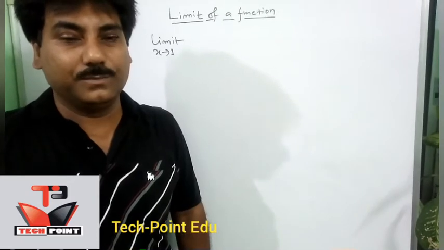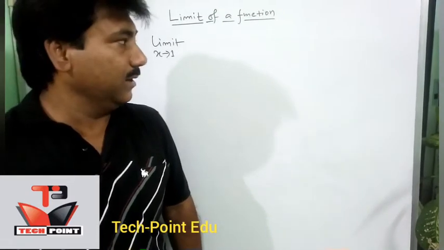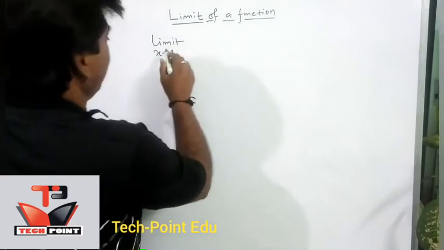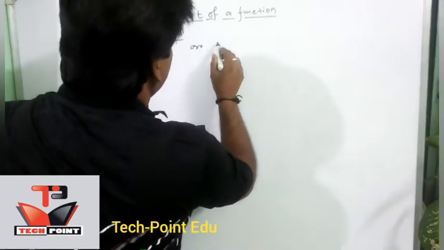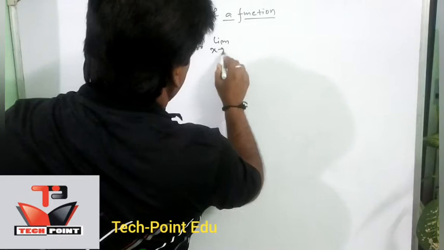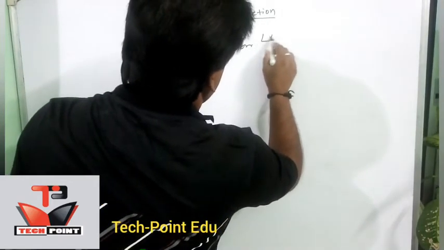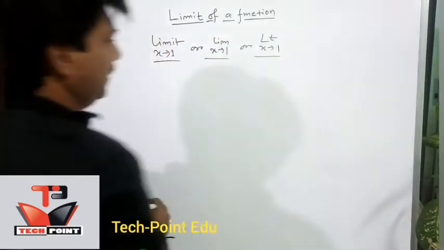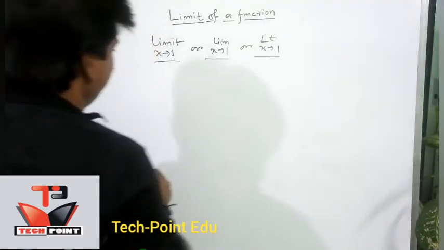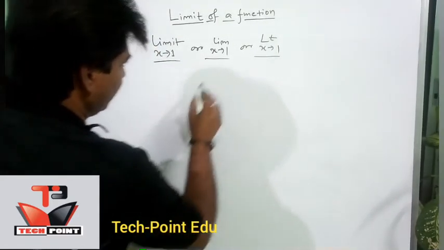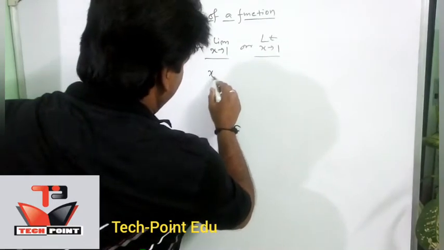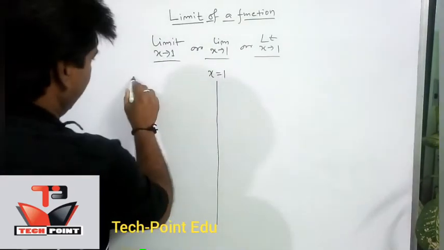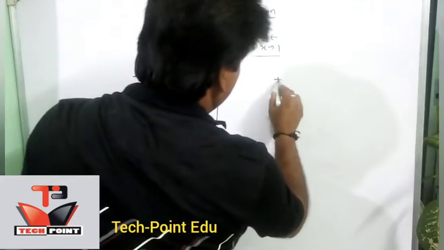Now I will give details about limit x tends to 1. In some books you will get it like this, or in some books lim x tends to 1, or in some books LT x tends to 1. All are the same thing. What is the meaning of this limit x tends to 1? When x is equal to 1, I can divide it into two parts. One is the negative side, one is the positive side.